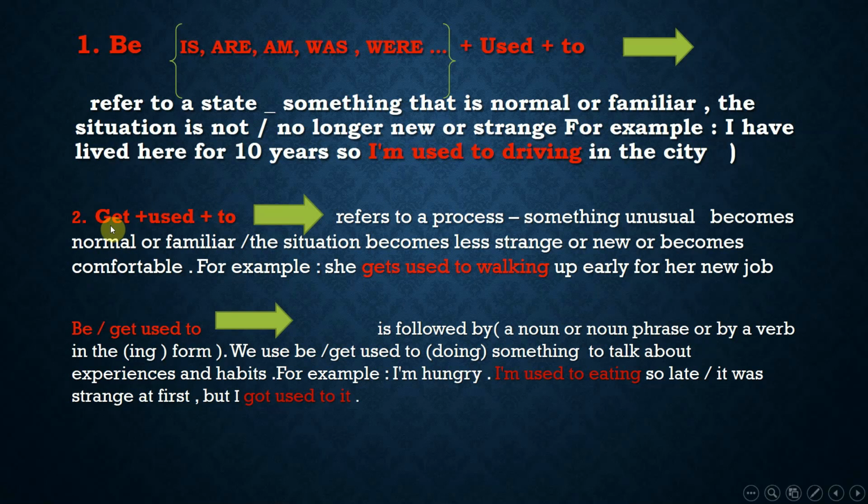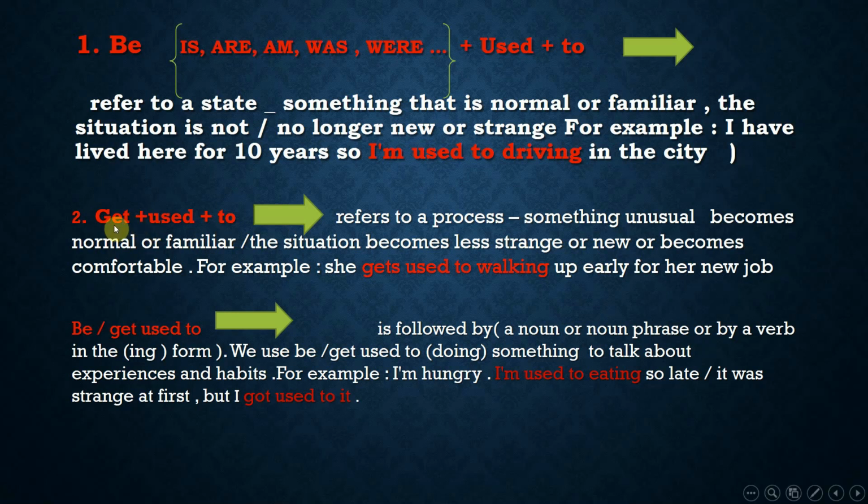But if you look here at number 2, get used to refers to a process where something unusual becomes normal or familiar, and the situation becomes less strange or new or becomes comfortable. For example, she gets used to waking up early for her new job. So here we have get used to.